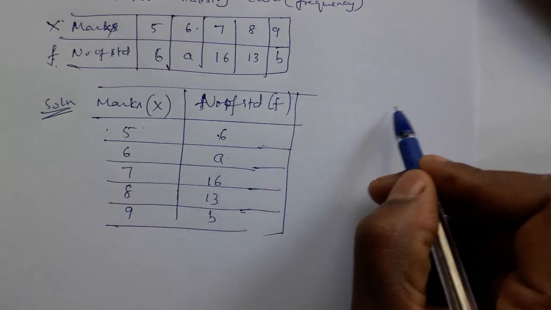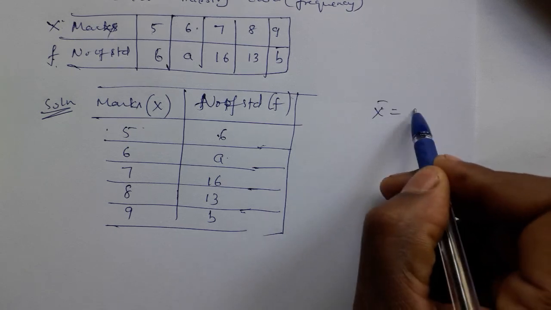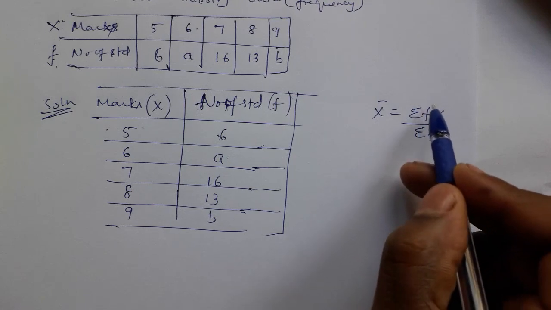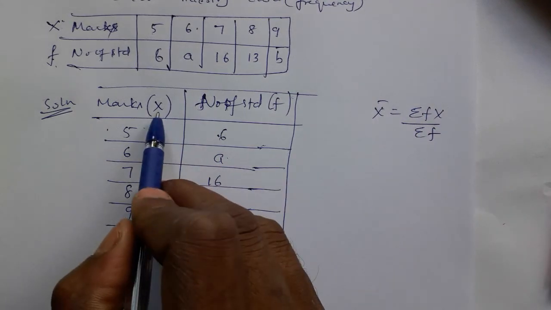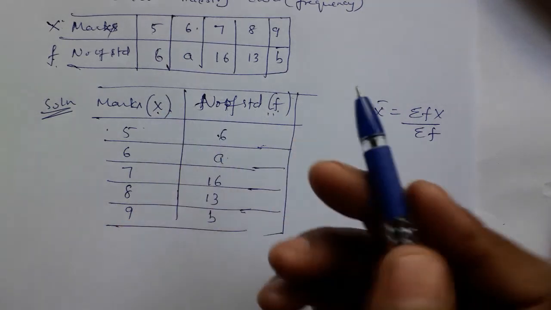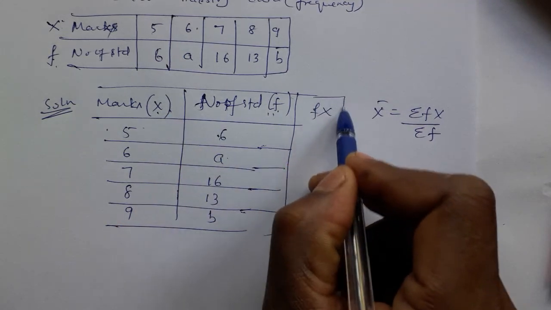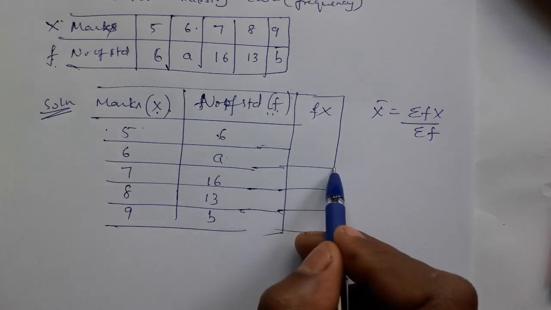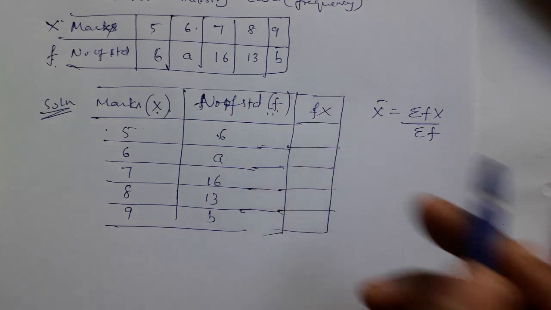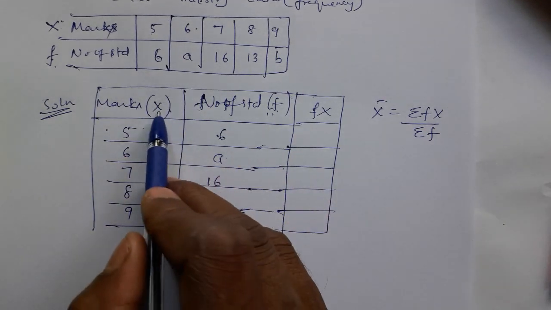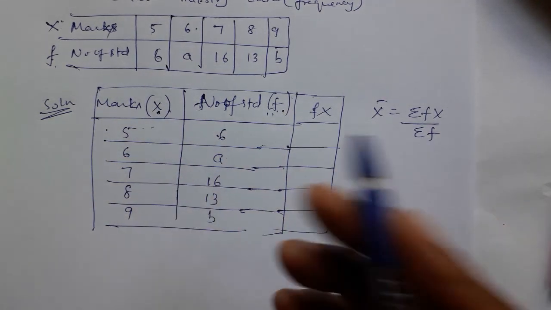In the direct method, the formula is x bar is equal to sigma fx by sigma f, isn't it? So we have to get fx. Here x and f are already directly given. Once x and f are directly given, we will get the fx column without making any mid value. Mid value is to be found only when a class interval is given. Here class interval is not there, so better you avoid that.